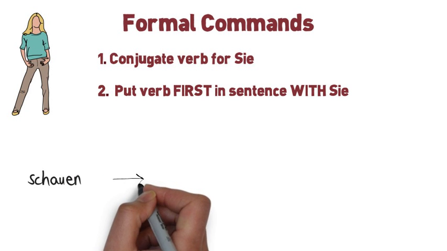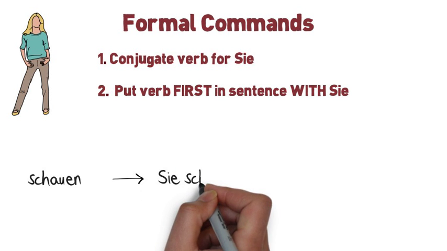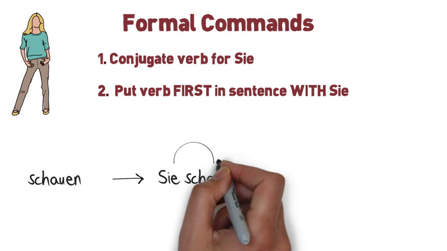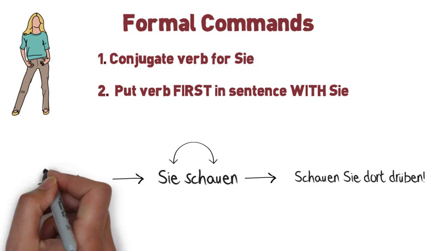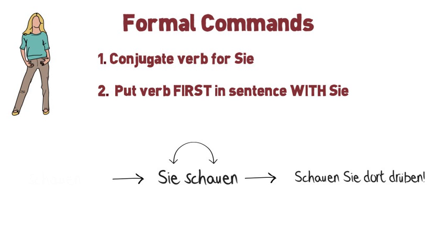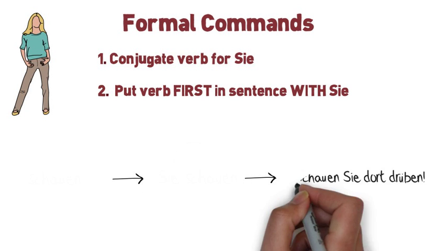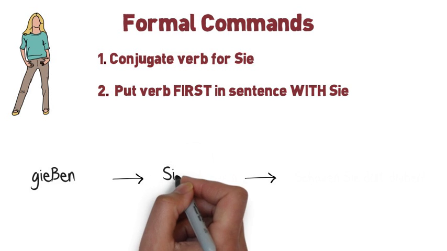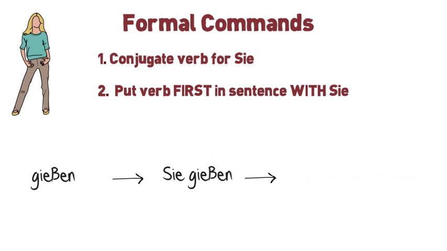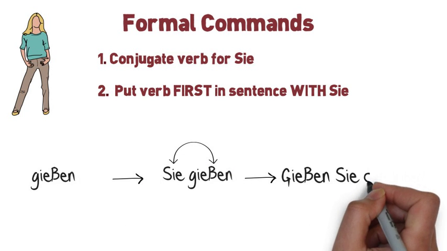For instance, take the verb schauen. Conjugated, this would be Sie schauen. We'll reverse the order for our command, and we end up with something like Schauen Sie dort drüben. With the verb gießen, the process is the same. First we conjugate, then we switch the order, but we keep the Sie, and you can create a command that goes something like Gießen Sie die Blumen.